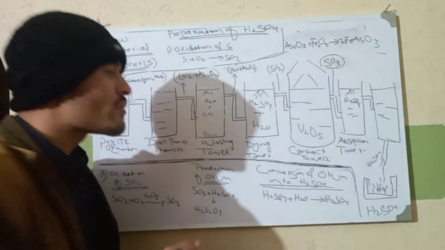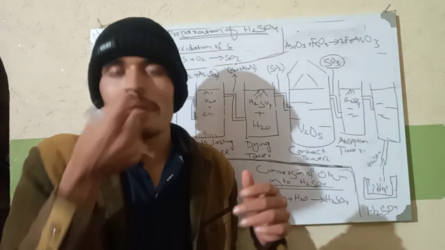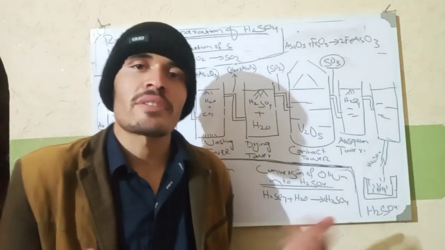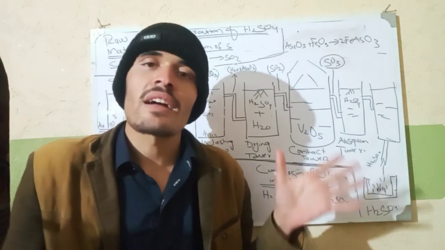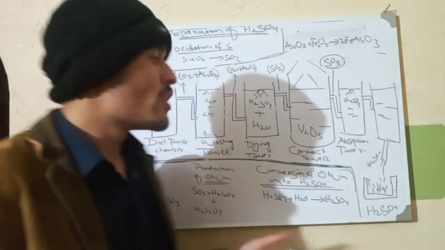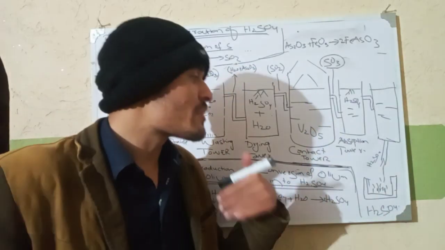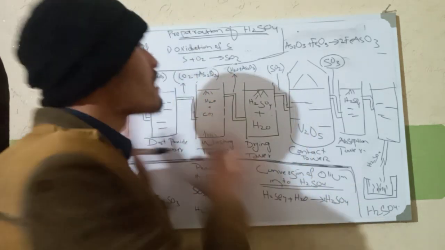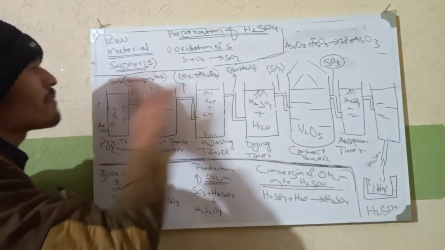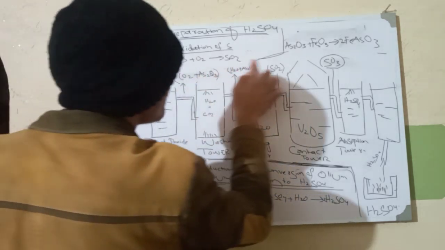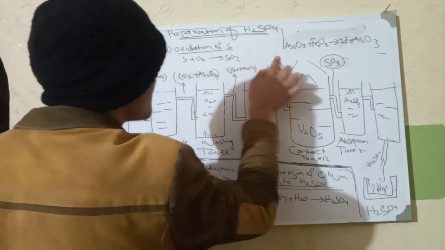Why do we prepare H2SO4? Because H2SO4 is a very important compound in inorganic chemistry, and it is used in lots of industries. I already explained this in the definition of sulfuric acid. That's why we prepare it. So this is all about the preparation of sulfuric acid.